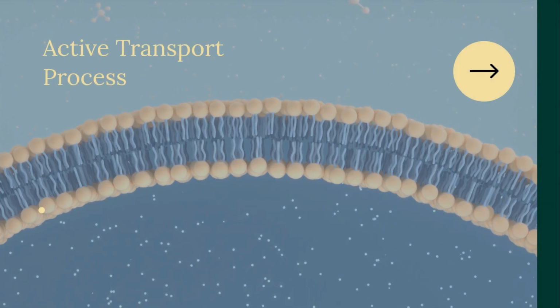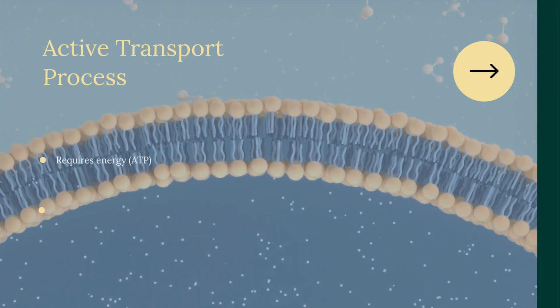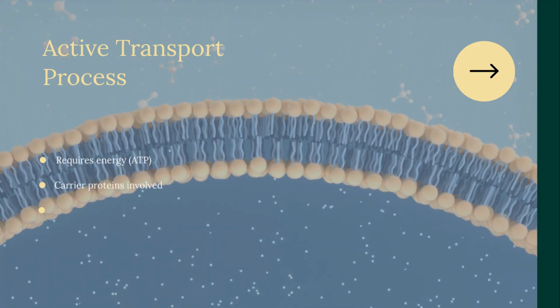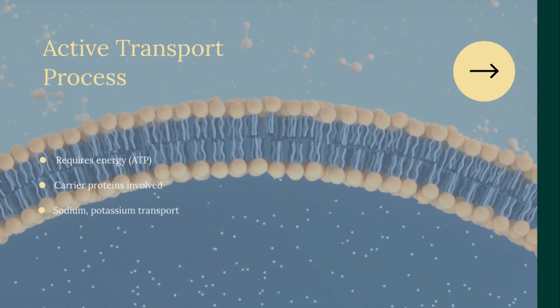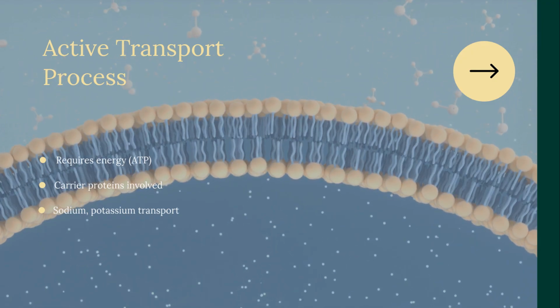Active transport moves substances against their gradient. It requires energy in the form of ATP. Specific carrier proteins are involved in the process. Ions like sodium and potassium are actively transported. This is essential for nerve impulses and muscle contraction.